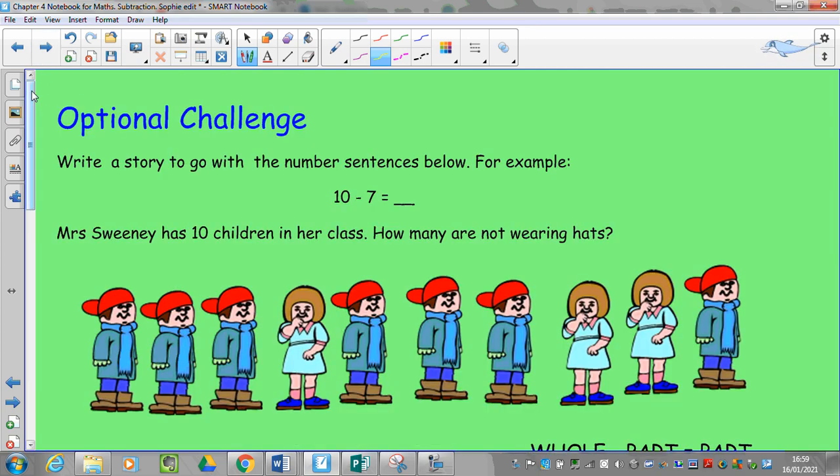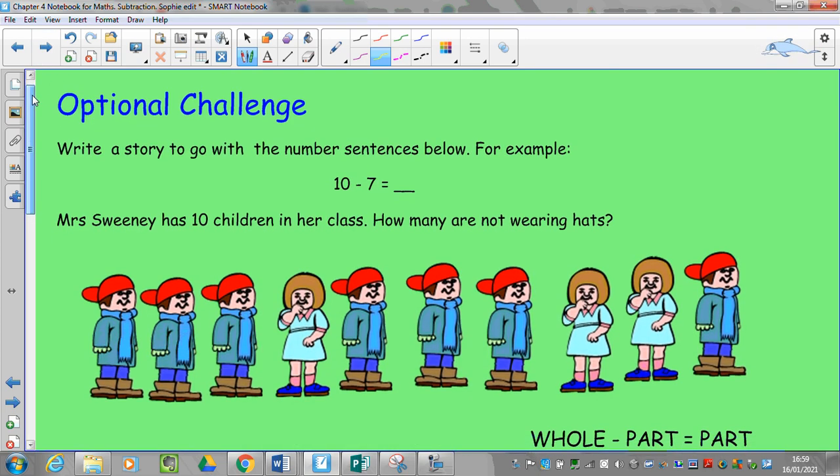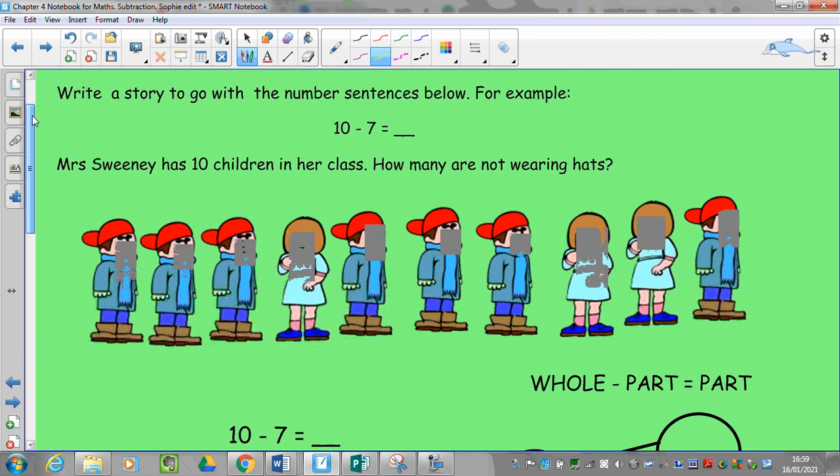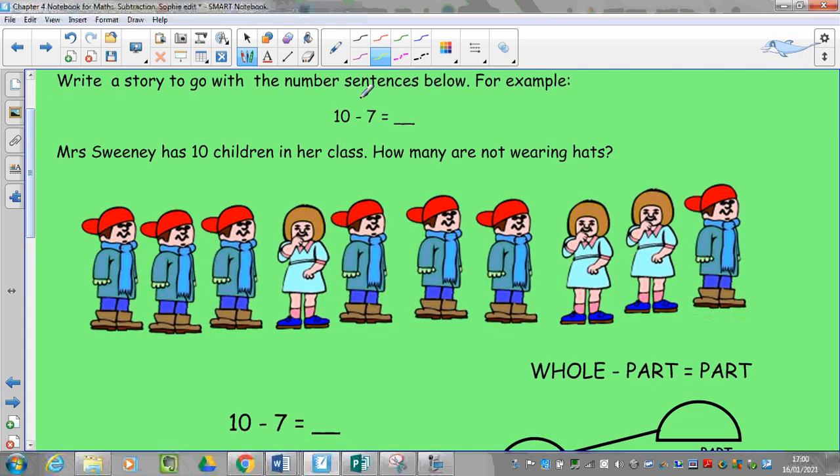Okay, for an extra challenge, once you've finished your worksheets, you can have a go at this. I want you to write a story to go with the number sentences below. So this is my example question, 10 take away 7 equals. So my sentence that I have written, that I've made up, is here. My sentence is, Mrs. Sweeney has 10 children in her class. How many are not wearing hats? So that's my question. I can see that 7 are wearing hats, so 10 take away 7 equals, and I can see that 3 are not wearing hats.